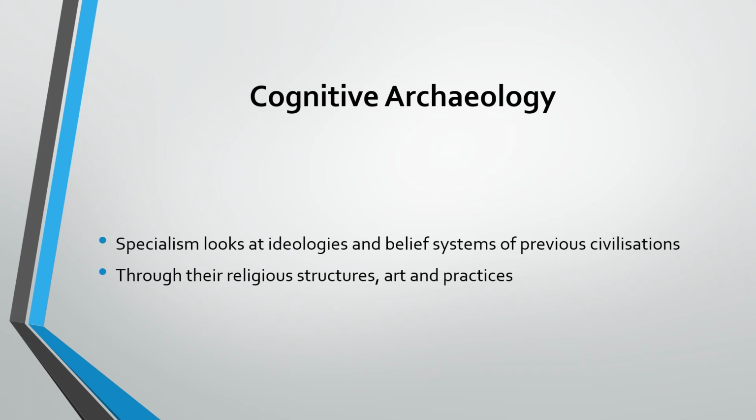And then the last one is cognitive archaeology. This is looking at the ideologies and belief systems of previous civilizations, through their religious structures, art and practices in the material culture. And one of these links into archaeoastronomy, which is looking at the more spiritualistic or phenomenological approaches. So as an archaeologist, you're in Stonehenge. What would you see if you were back then? What would this tell you?